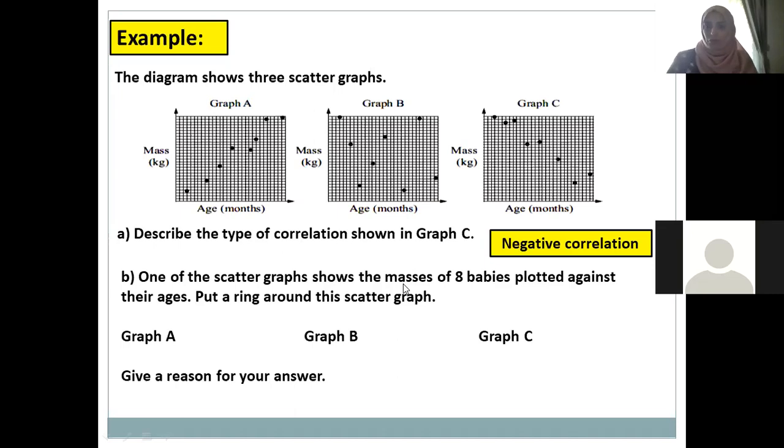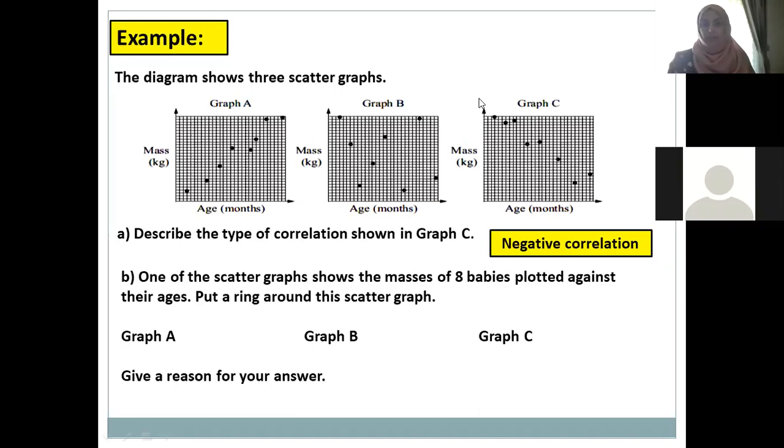So which one is more suitable? Which one fits? We're talking about the mass of babies and their age. What do you think will happen? Selena? Yes, teacher. Graph A. Graph A. Why do you think it's graph A? Because the babies normally, as their age increases, their mass also increases. That is right.